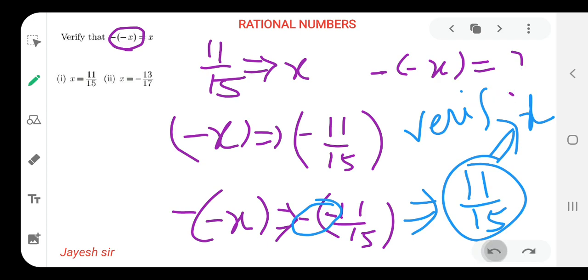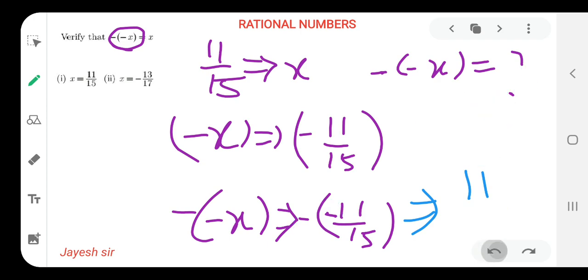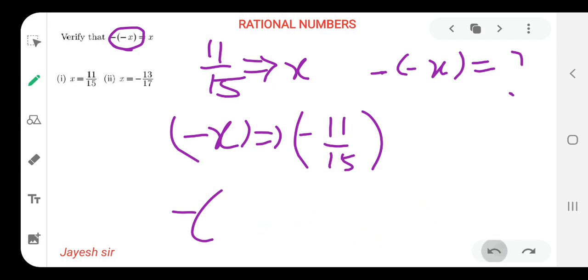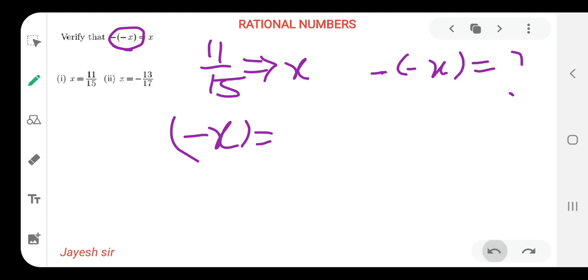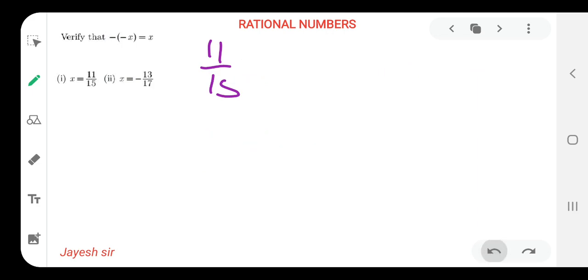We just have to add a minus sign ahead of x two times and we'll get the result. So let's move to our second sum, that is minus 13 by 17. Those who have understood can pause the video and try to solve it on their own. So let's solve our next sum, that is x is equal to minus 13 by 17.